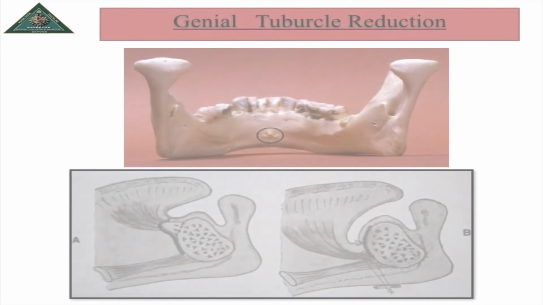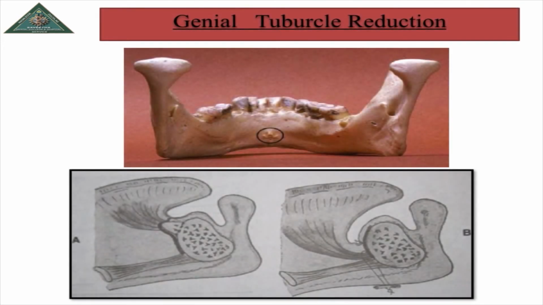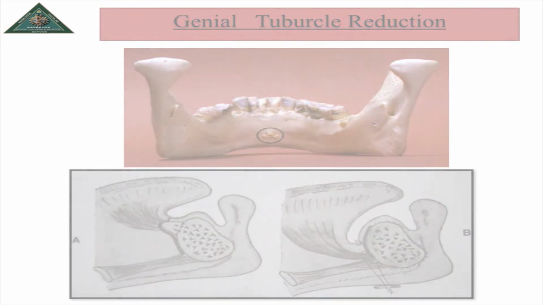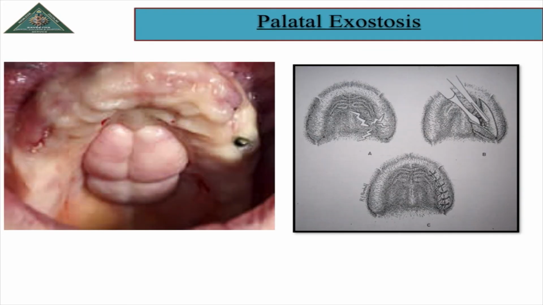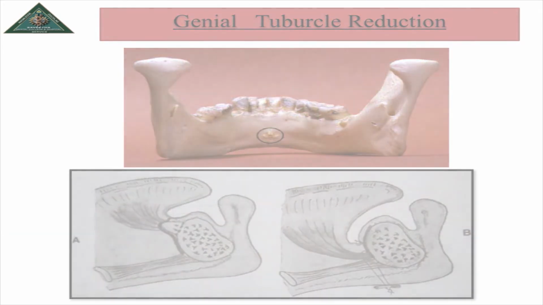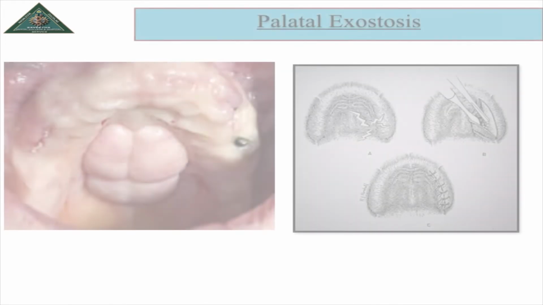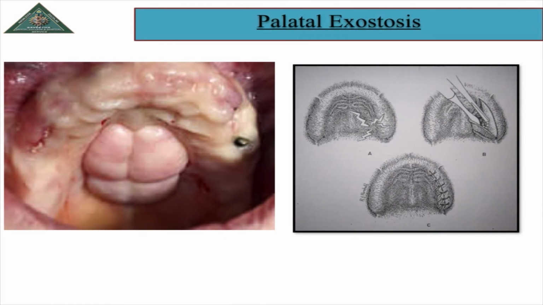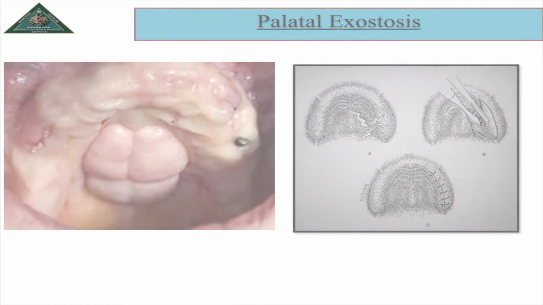When you think about geniotubercle reduction, the geniotubercle becomes very prominent in a patient who has excessive alveolar bone resorption, and it may require excision to facilitate denture wearing. When you come across a palatal exostosis in a patient, these are commonly found in the maxillary molar region, and when you do a palatal exostosis removal, preservation of vascularity, especially the greater palatal vessel, is of major concern during the surgery.